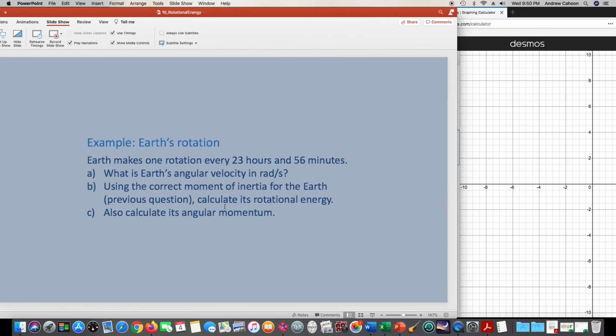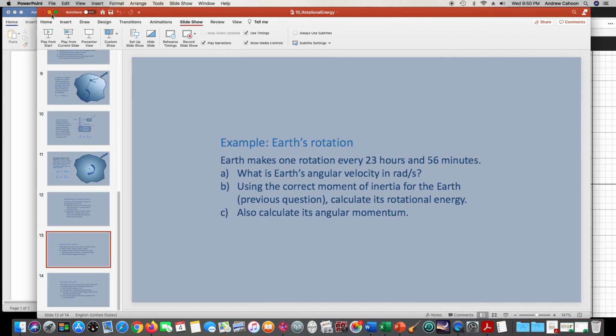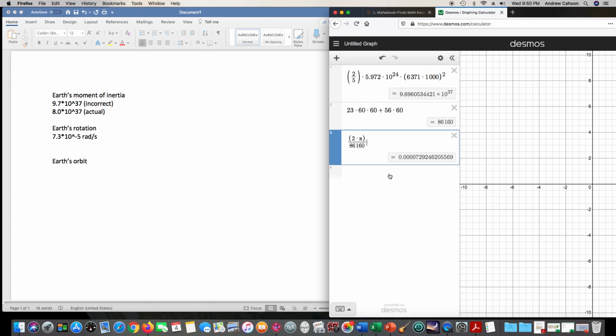Okay, next, using the correct moment of inertia, calculate its rotational energy, and then the next part will calculate its angular momentum. So we want rotational energy and then angular momentum. So rotational energy is going to be 1/2 I omega squared. And the I we want to use is the 8 times 10 to the 37. And omega squared, we just found omega is, let me put it in parentheses, 7.3 times 10 raised to the minus 5. And that quantity gets squared.